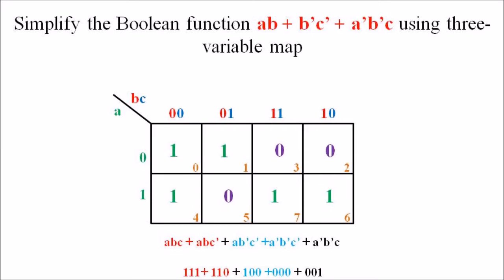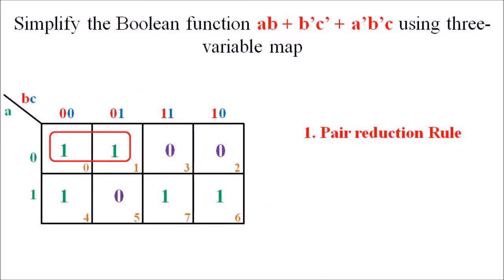In the next step, what we have to do is reduce this K-map using different rules. Firstly, we are considering the pair reduction rule. In the pair reduction rule, we are pairing the cells 0 and 1 and it is represented in the red color.